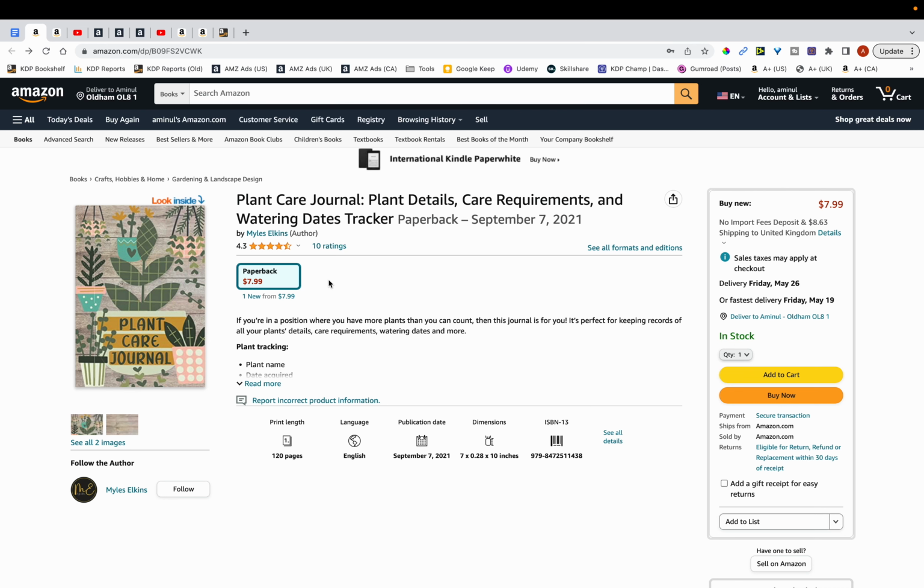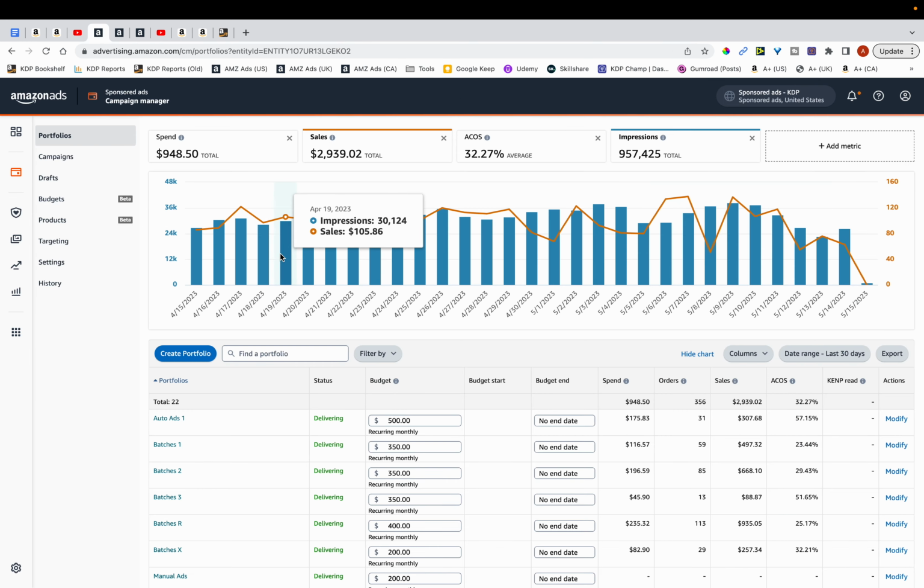Running ads is an important step nowadays for the success of low content books. And in my opinion, without running ads, it's extremely difficult nowadays to get your books to do well and to succeed with low content publishing. So in my opinion, it's an essential step.